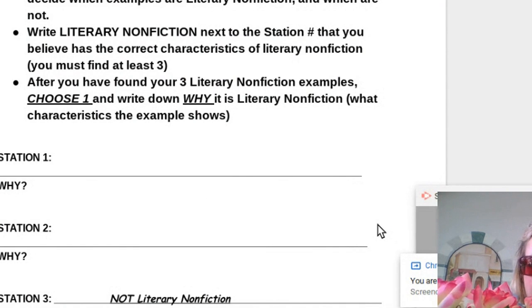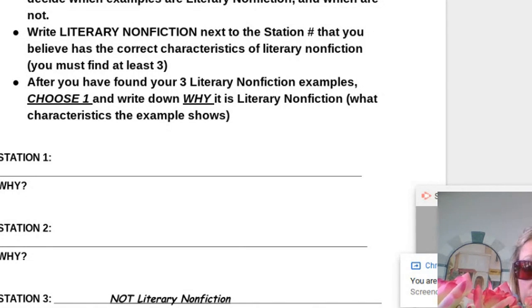Okay, guys, I'm back to help you out. So remember, you are supposed to be using your literary nonfiction notes as you read through your literary nonfiction text stations. And now let's check. Did you correctly identify at least 3 stations that were literary nonfiction? And can you tell me why?